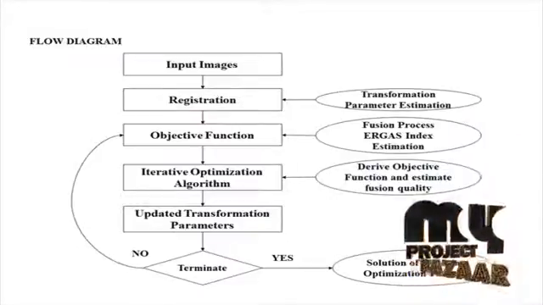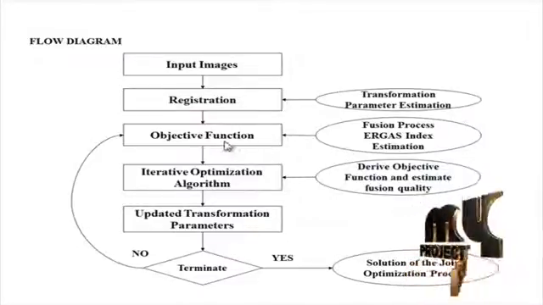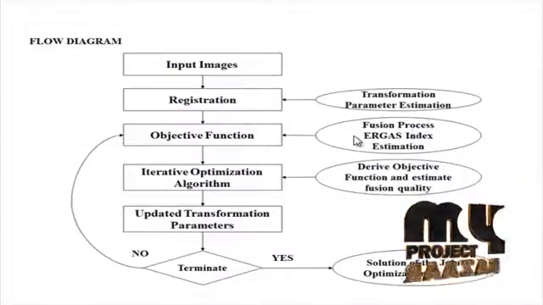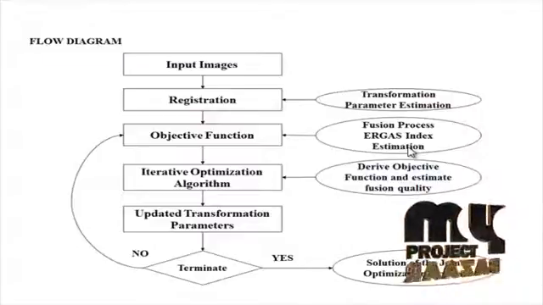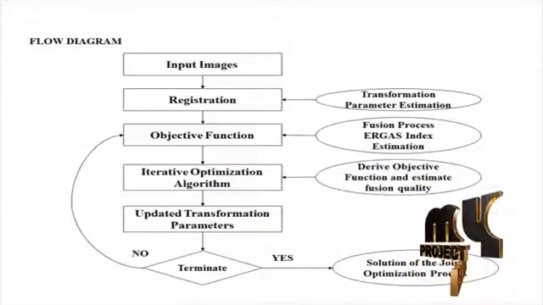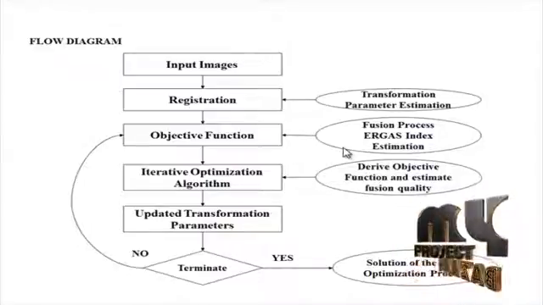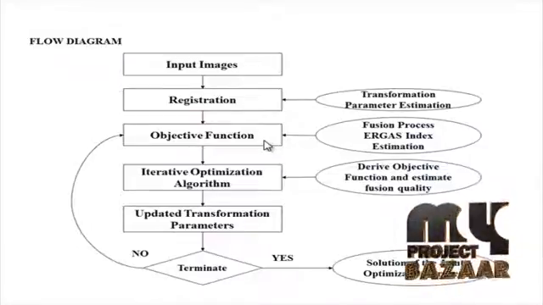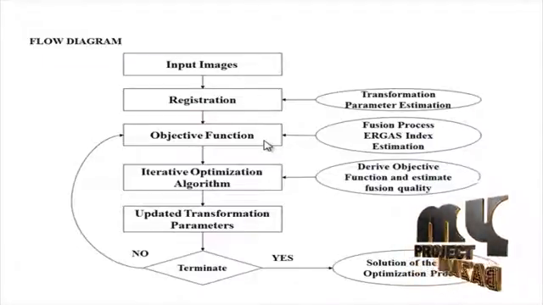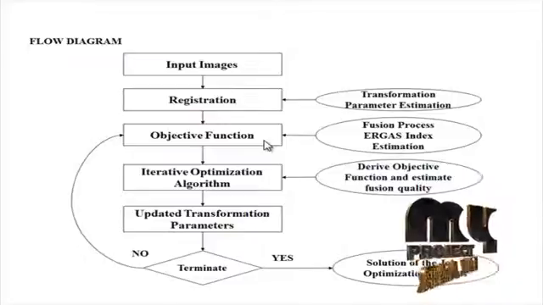Next, in the objective function construction, the fusion process uses Ergas index estimation. The fusion quality should be optimal when the features of the reference image and the sensed image are matched. Construct an objective function in order to estimate the registration accuracy. Optimization of the objective function increases the fusion quality and, at the same time, minimizes the registration error.